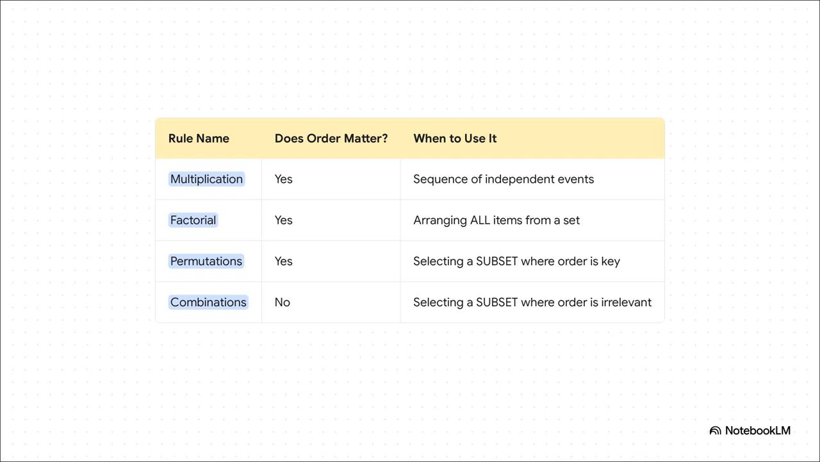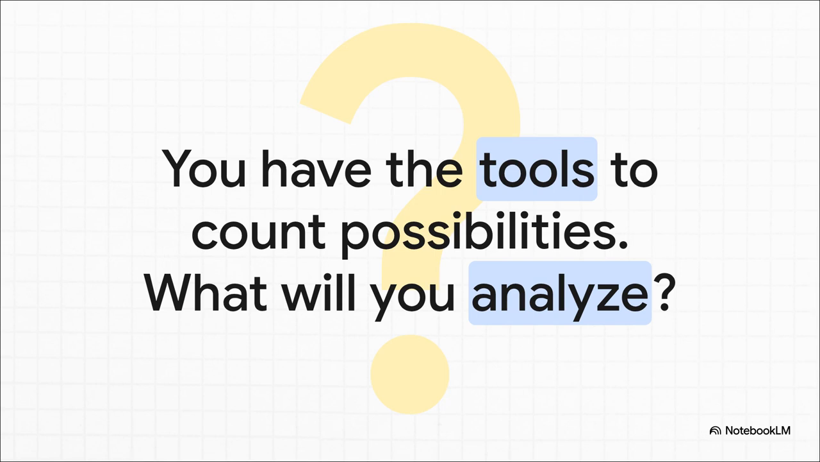Simple as that. From the cards in your hand during a poker game to the way data is encrypted in computer science, these fundamental rules are working behind the scenes, governing the probabilities all around us. You now have the framework to actually analyze them. So the only question left is, what are you going to explore first?